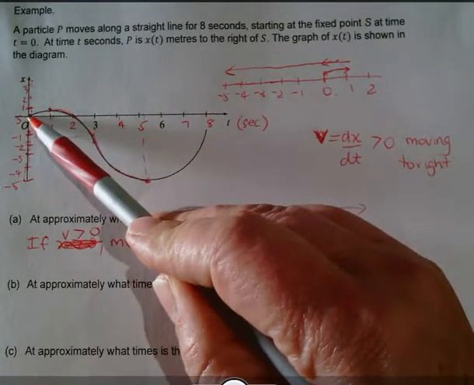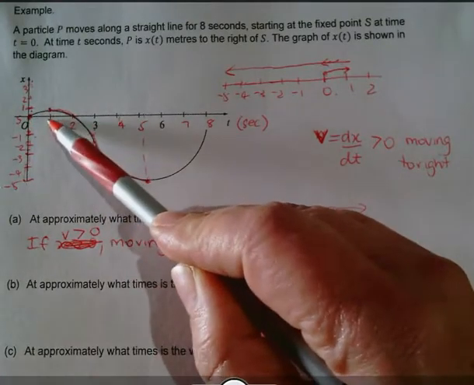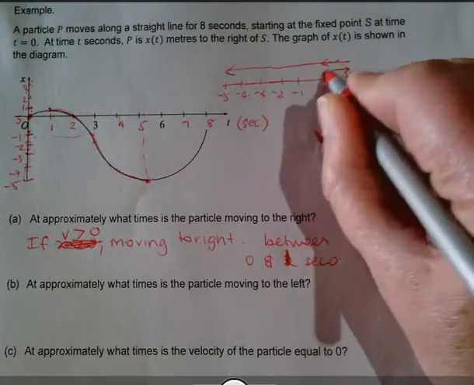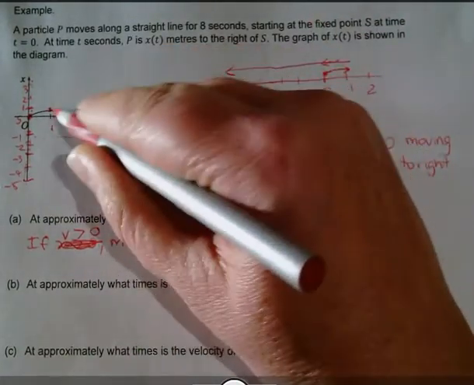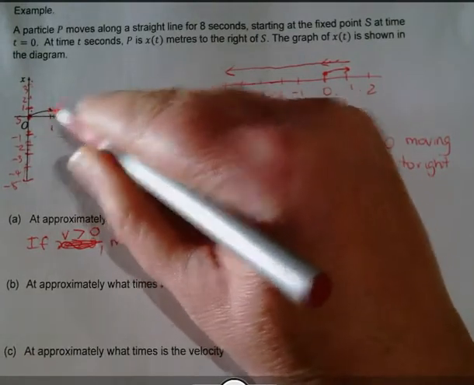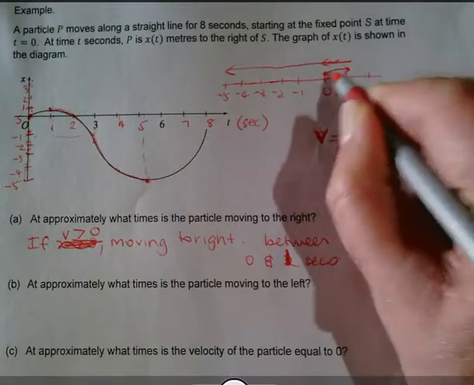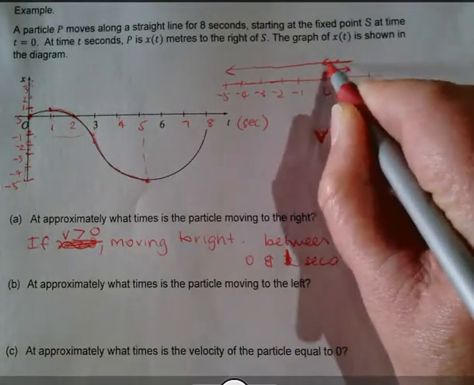So at time 0, you're at the origin. But at time 1 second, you're 1 meter to the right. So let's say you started here, you've moved 1 meter to the right. I can actually show all of this on the number line. And then from 1 to 2 seconds, it looks like you've moved back to the origin. So you've gone back this way. First we were traveling to the right, now we're traveling back to the left.